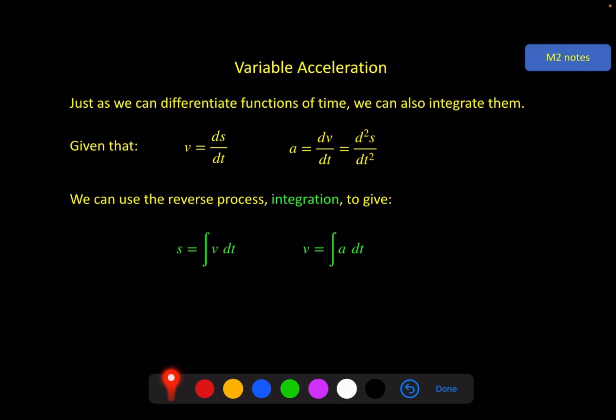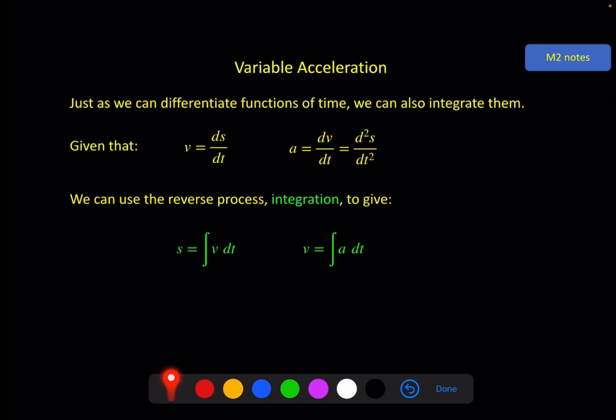The reverse process, integration, gives us these two statements, that the displacement is equal to the integration of the velocity. So if you have a function for the displacement, you can differentiate it to get the velocity. But if you want to go from the velocity to get a function of the displacement, you have to integrate that. Same over here, you can differentiate velocity to get acceleration. You integrate the acceleration to get back to the velocity.